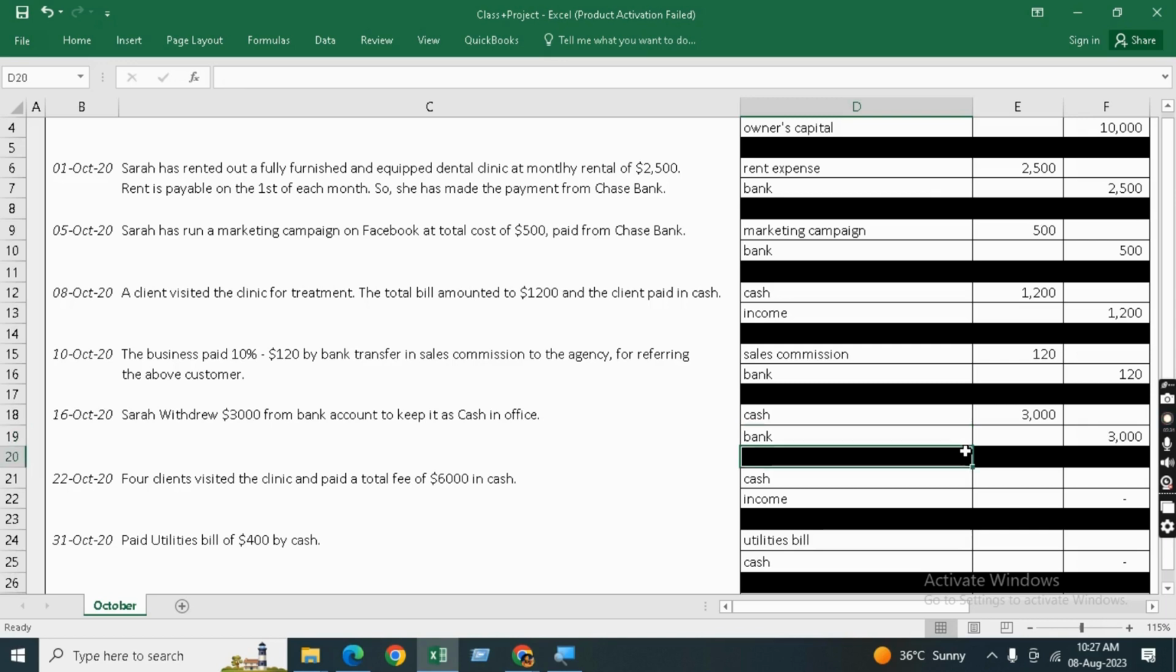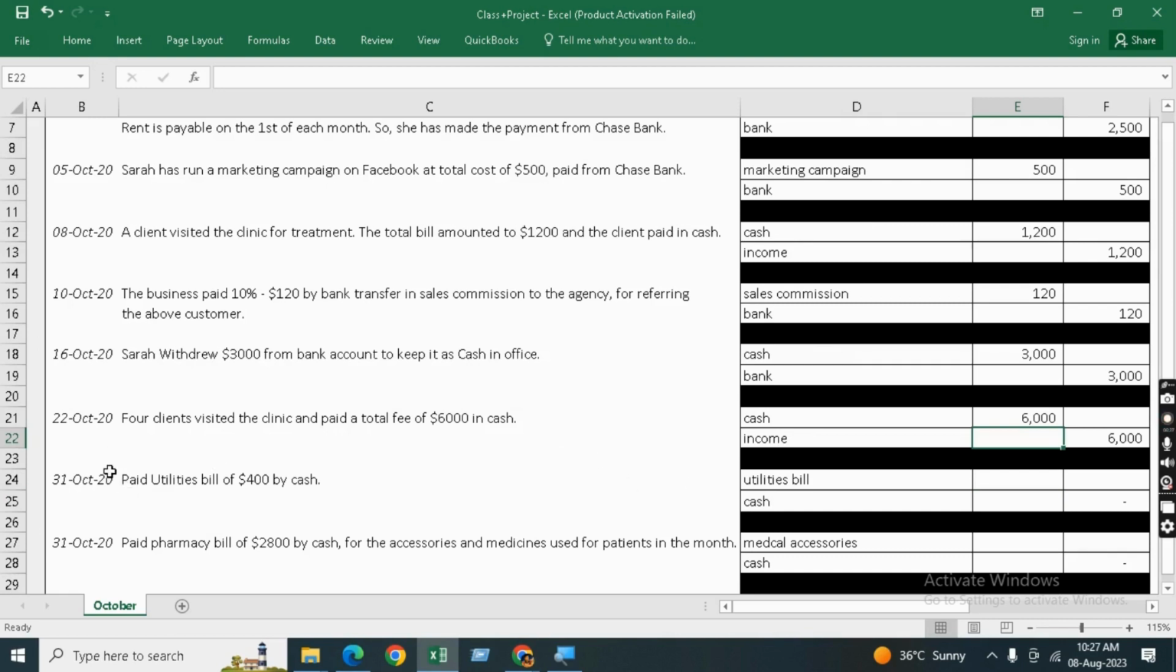the bank is credited by $3,000. Moving to the next transaction, a client visited the clinic and paid a total fee of $6,000 in cash. So in this case the cash is coming in, so cash will be debited by $6,000. Since we offer services to our customers, the customer takes those services and pays us. So the money we earned will be in the form of income. So income will be credited by $6,000.